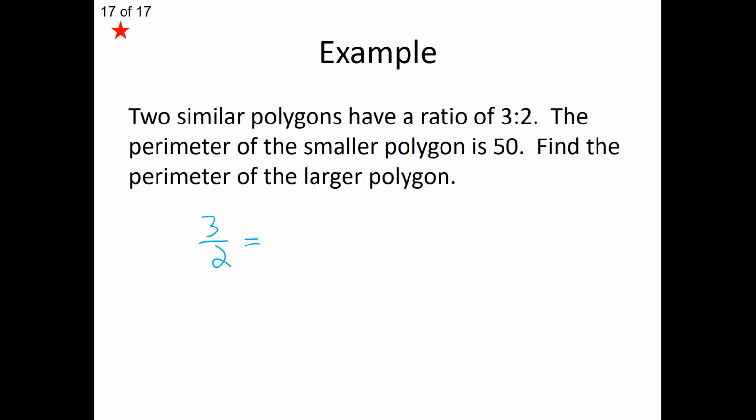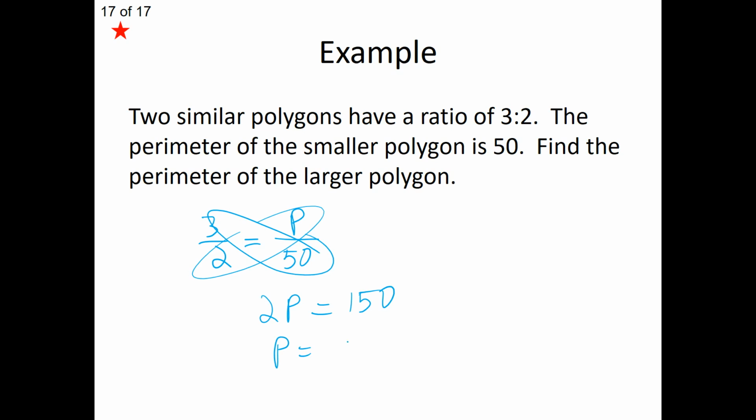Okay. Now, I have the perimeter of the smaller polygon given, which means I'm going to match it with the smaller number in my ratio. So that means 50 is going to go in the bottom. The perimeter of my larger polygon, p, is going to go in the numerator of that fraction, because it corresponds with the larger value in our ratio. We simply have a proportion that we can cross multiply and solve for p. So I'll multiply my means. 2 times p is 2p. I do the product of my extremes. 3 times 50 is 150. And then divide both sides by 2. I get that the perimeter of my larger polygon is 75.